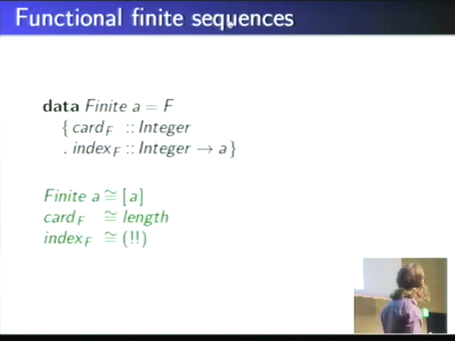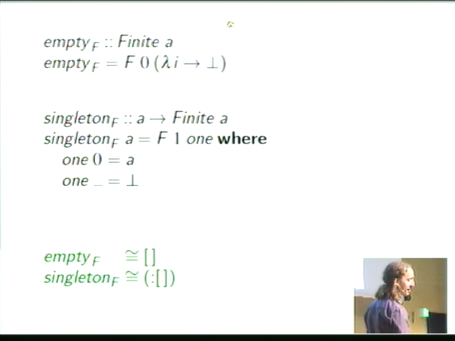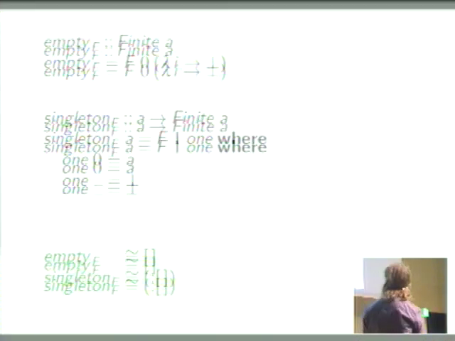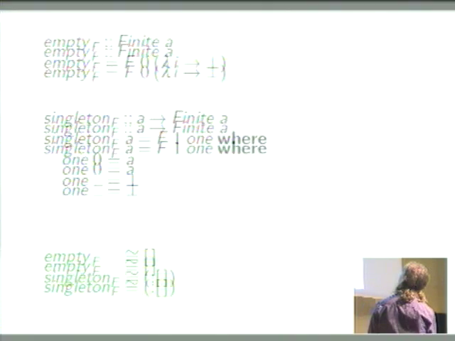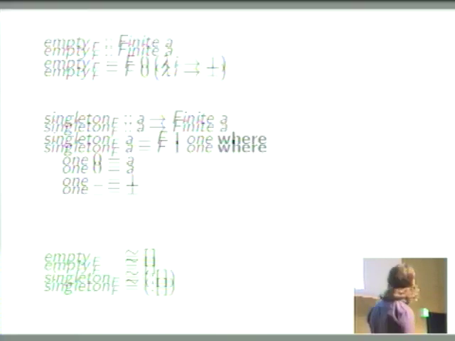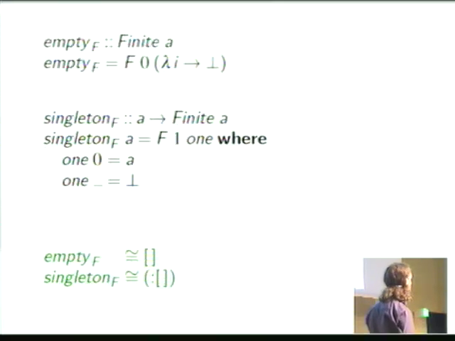Maybe the easiest way to specify how this works is just by isomorphism with finite lists. As I said, cardinality is just the length, and this indexing function is just list indexing. I will use this when I explain the operations that we need in order to do what we want to do, enumerate algebraic data types. So we have empty and singleton, simple enough, and they follow quite naturally from this isomorphism.